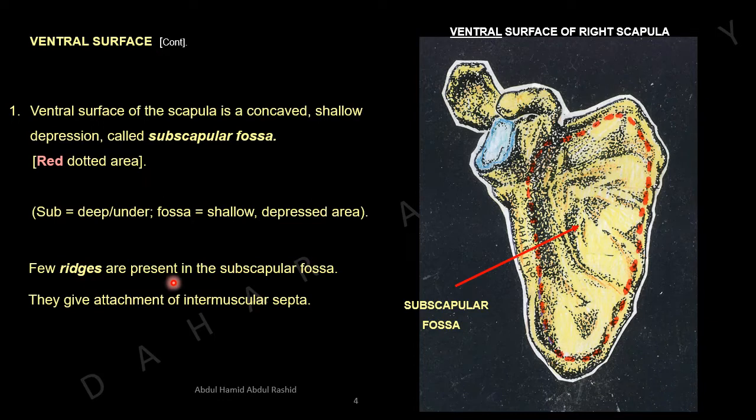Few ridges are present. These are the ridges. Few ridges are present in the subscapular fossa. They give attachment to intermuscular septa.